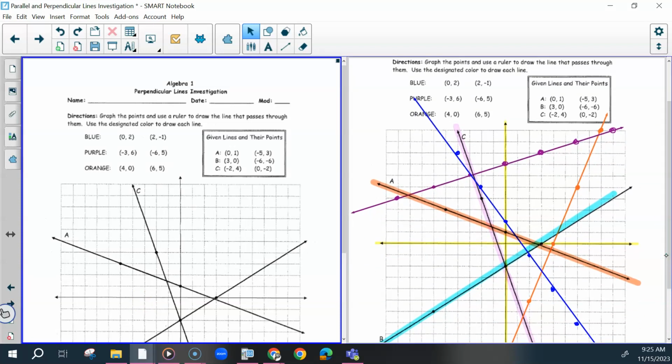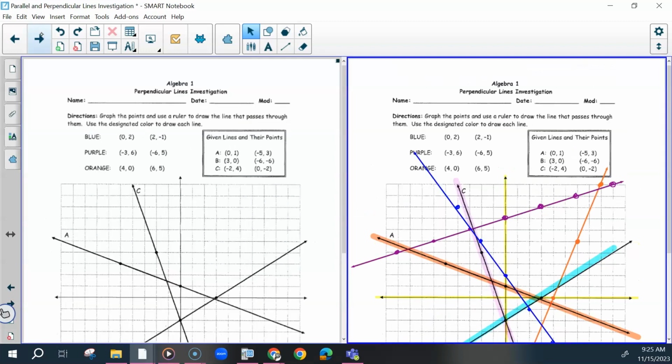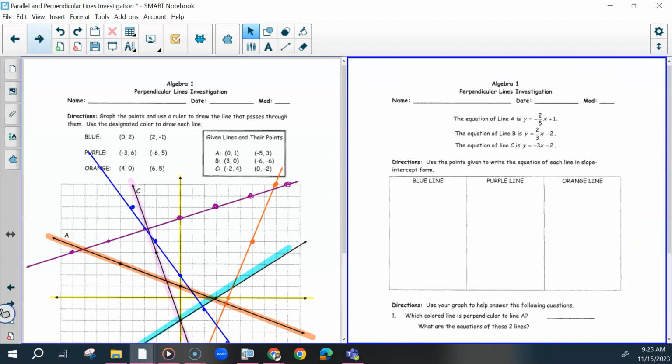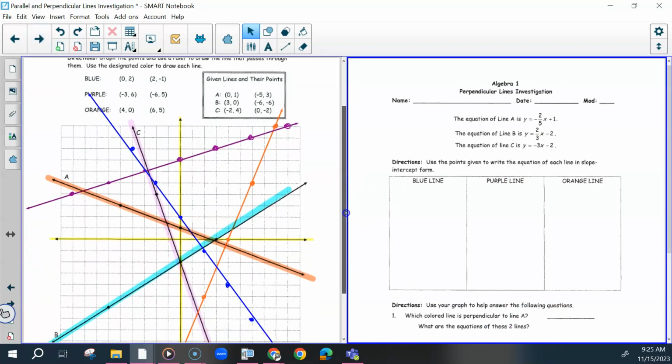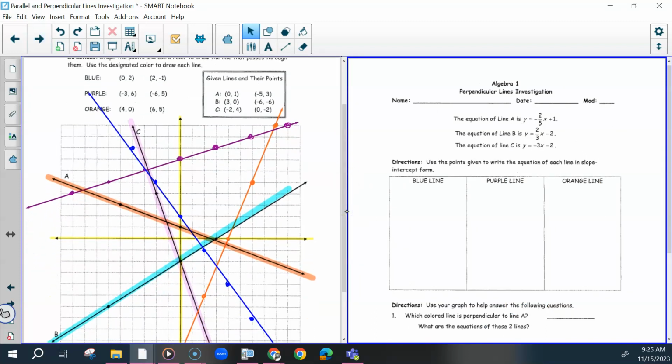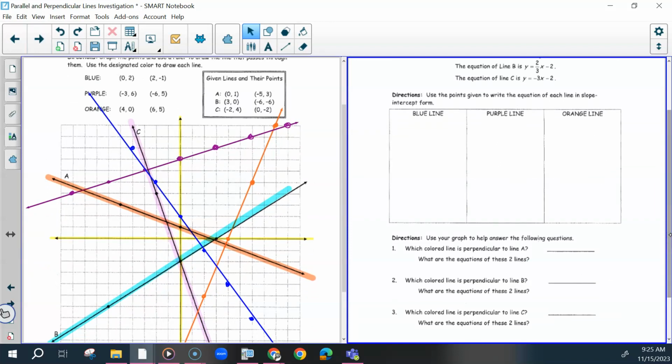Your blue line should look something like this with a negative slope. Purple should look something like this with a positive slope. And then the orange line something like this, also with a positive slope. And if you didn't write this down or didn't get to this, go ahead and write this down for the equations of the following lines.